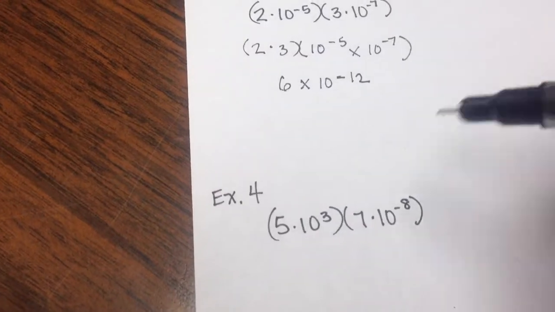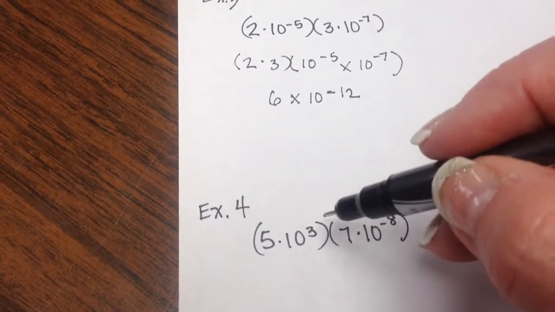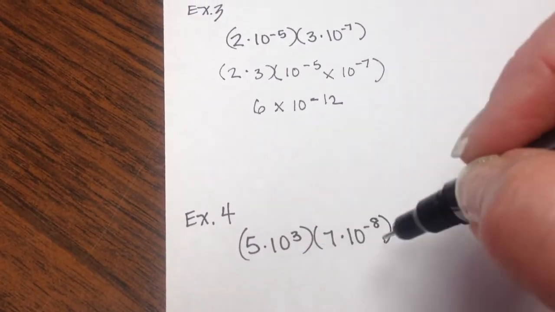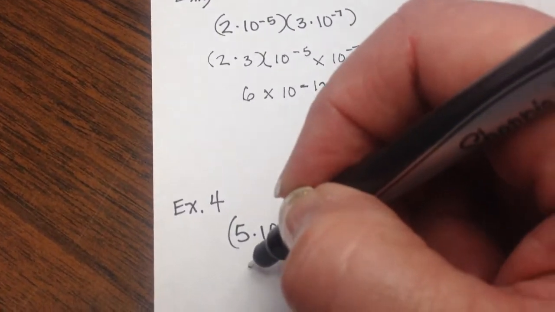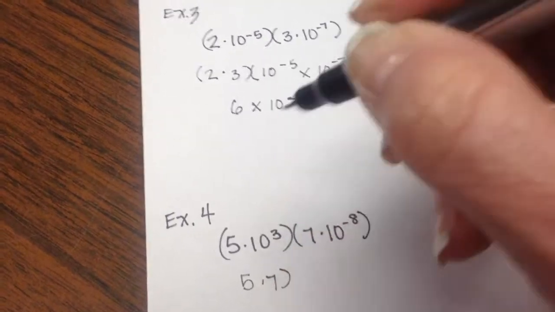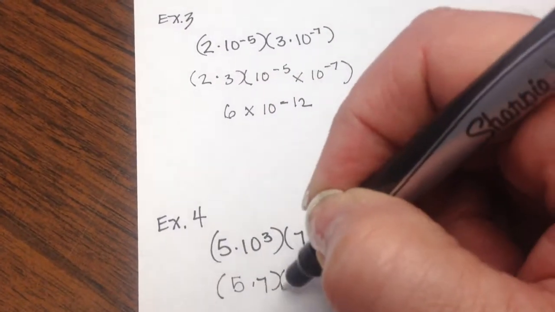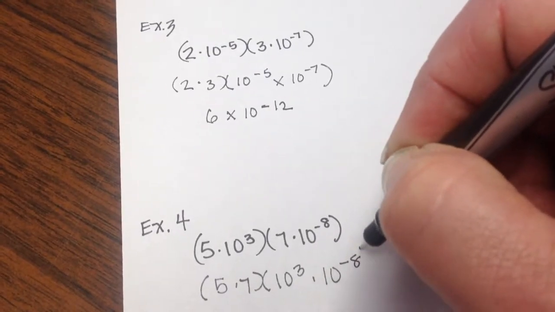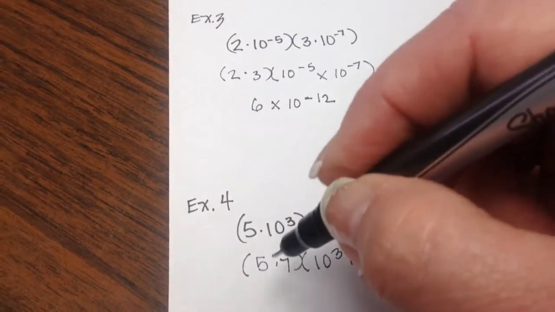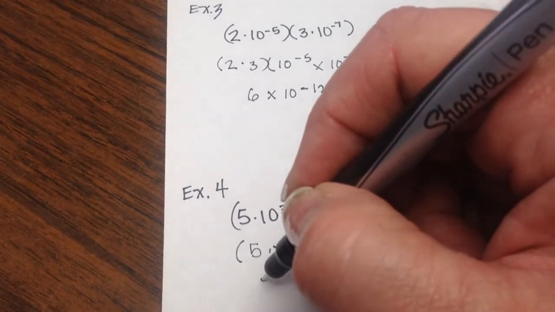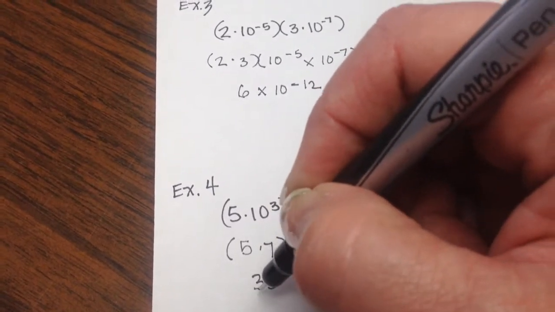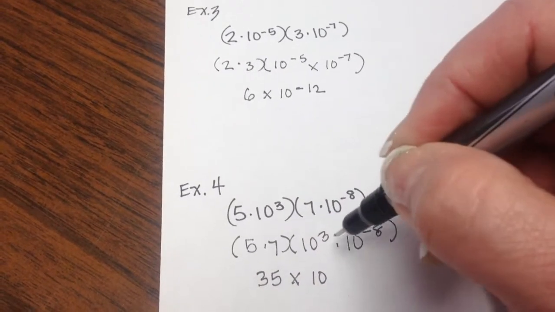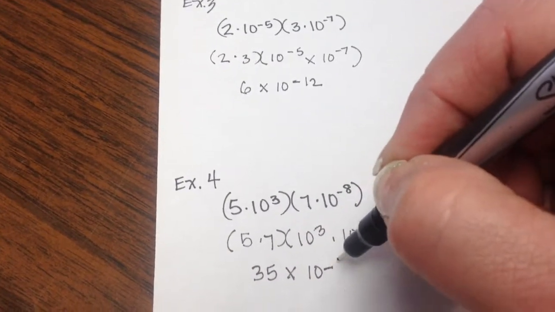We'll do one more. All right, here we have 5 times 10 to the third times 7 times 10 to the negative 8. I'm going to group my non-exponent numbers together. So I got 5 times 7 times 10 to the third times 10 to the negative 8. I'm still going to add my exponents. First, I'm going to do the multiplication. I got 35, oh no, times 10. Well, what's negative 8 plus 3? That would be negative 5.